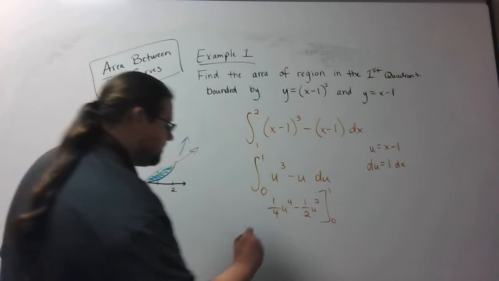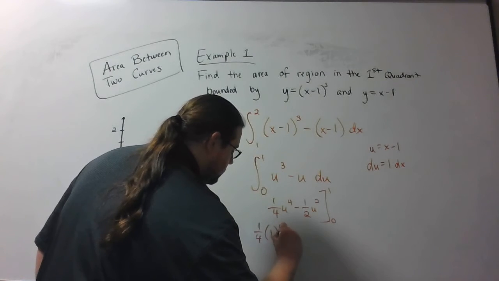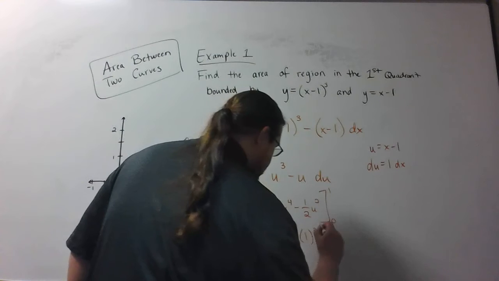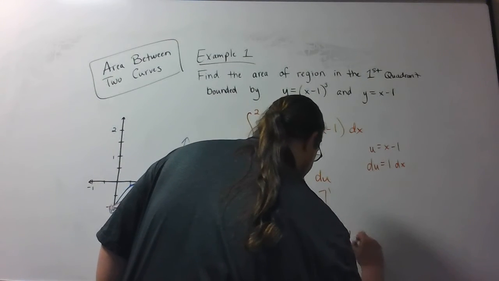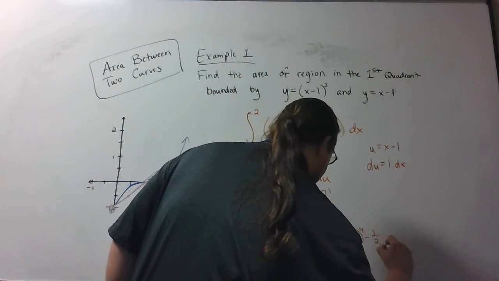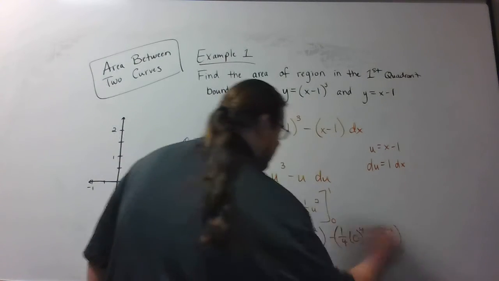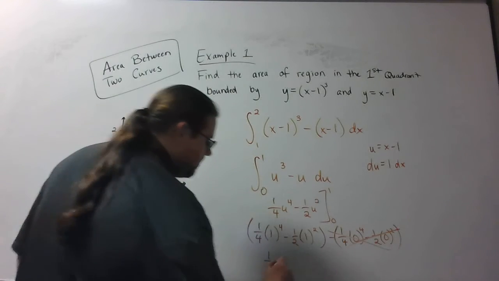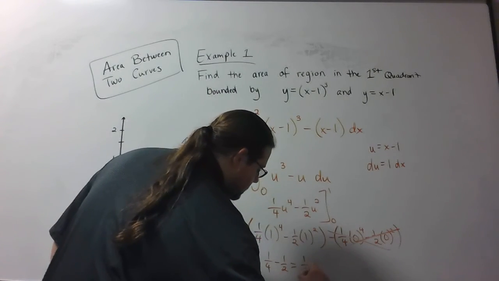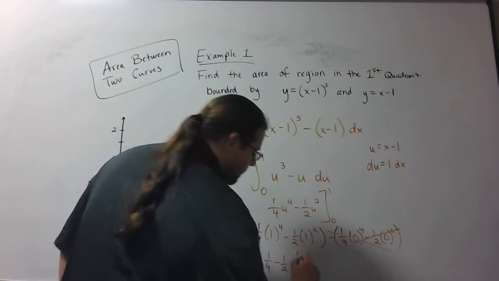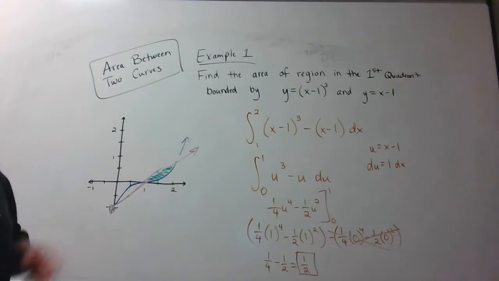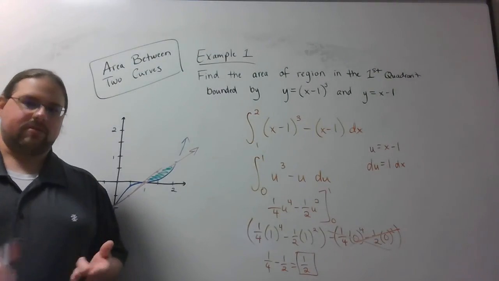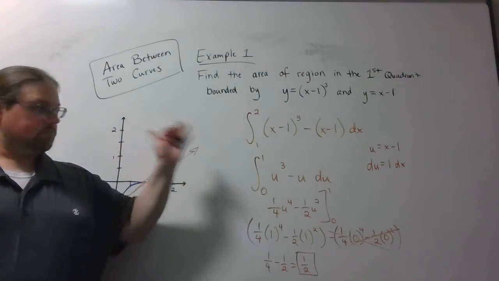I'm going to plug those in: 1/4 of 1 to the 4th minus 1/2 of 1 squared, subtract 1/4 of 0 to the 4th minus 1/2 of 0 squared. That second part is all just going to be 0. So that's 1/4 minus 1/2, which is negative 1/4 in magnitude, giving an area of 1/4, or 0.25 when taking the positive difference. Hopefully that helps illuminate what we're doing here. Again, big things to remember: graph it first, look for intersections, set up the integral.